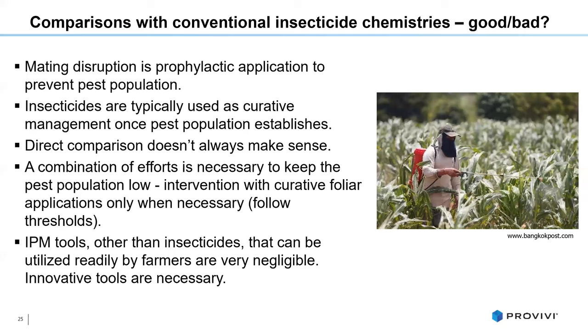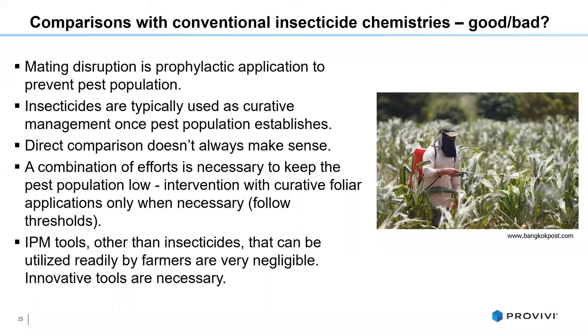But mating disruption is completely different technology. Mating disruption is a prophylactic application to prevent the pest population right from the beginning. So just imagine these dispensers are put out in the field right after sowing, and then these dispensers are taken out during the harvest season. So they are out there in the field protecting the crop throughout the season. So it is completely different compared to insecticides, which are typically used as a curative application. So the farmers see the larvae, they want to kill the larvae, and then they destroy it. So there is no direct comparison that will always make sense.